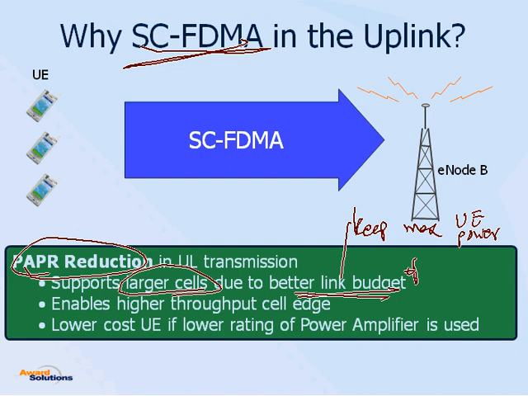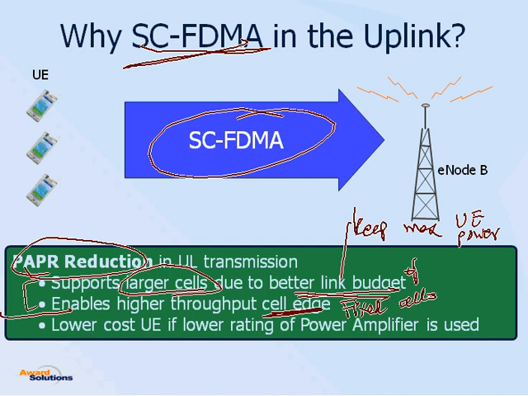If you have a fixed cell size, maybe you are reusing your 1xEV-DO cells or UMTS cells, so you are not changing the cell site location, then because we have a better technique in the uplink compared to OFDMA, we'll get better performance at the cell edge. So this is if you keep the maximum power the same.